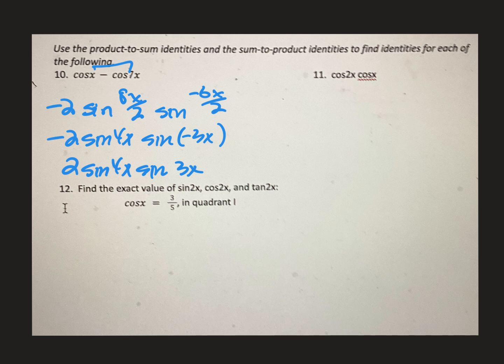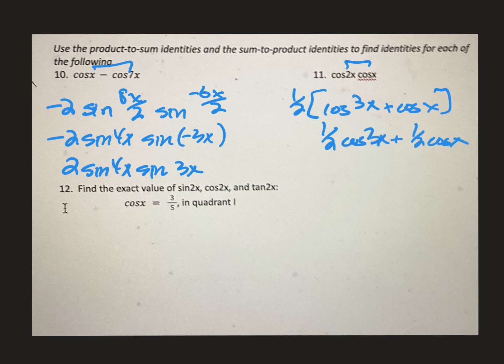The next one has cosine times cosine. So cosine times cosine, I'm looking for product to sum. And I'm following the sheet again. That says 1/2. I'm going to do cosine of x plus y, there's my x, there's my y, or u plus v on the sheet. 2x plus 3x is 5x. Plus cosine of u minus v. So 3x minus 2x is x. Then I'm just going to distribute that 1/2. Make it 1/2 cosine 5x plus 1/2 cosine x. Got it.